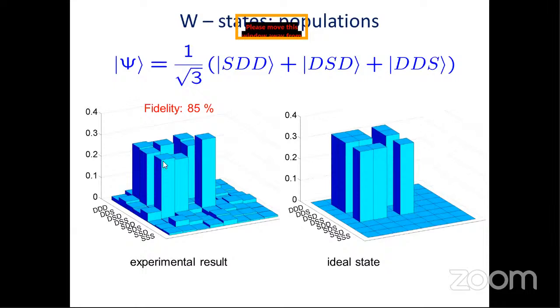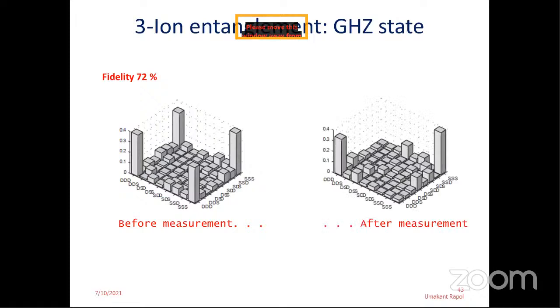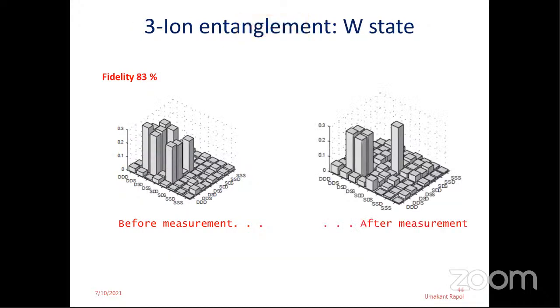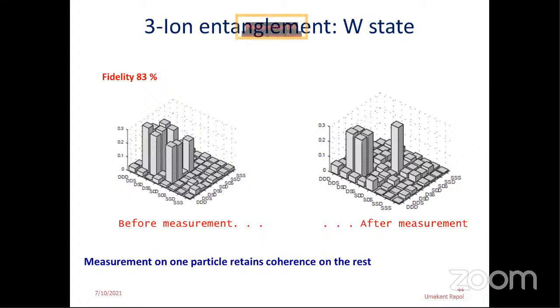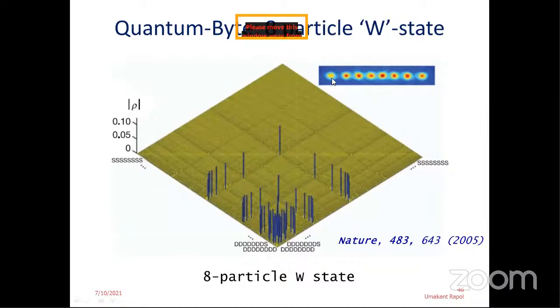And then the W states are essentially this. For example, for the GHZ state, before and after measurement, if you do a measurement on one particle, the entire state collapses. Whereas in the W state, you do a measurement on one particle, and the state retains its coherence on the other particles. So these are more robust states. Then you can do an even larger number of ions entangled state, and this is an 8-qubit entangled state, W state of 8 qubits. So this is a complete density matrix of the 8-qubit entangled state.